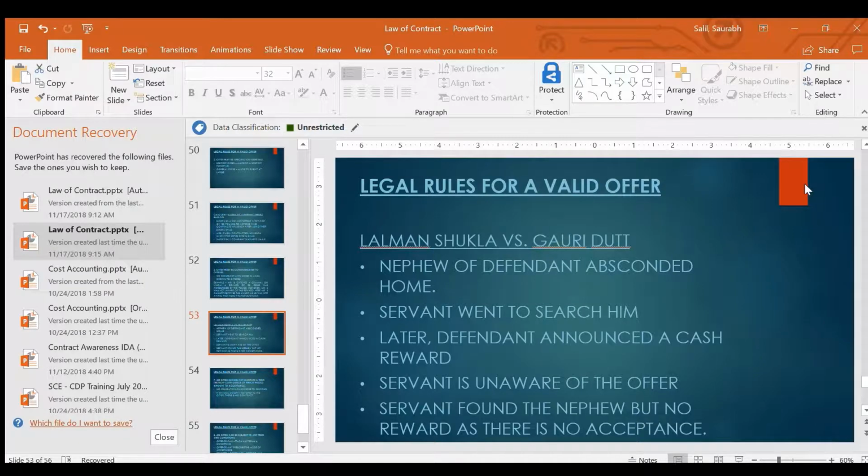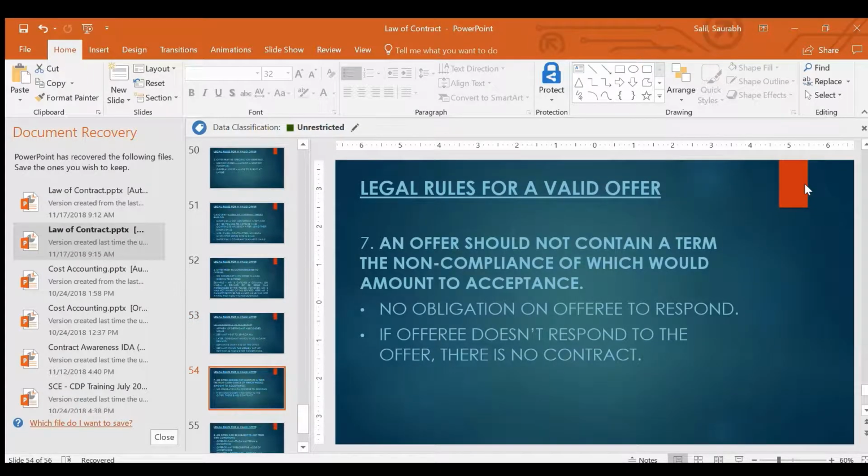So it was held that the servant cannot be deemed to have accepted the offer as he had no knowledge about the offer. Hence, the defendant was not liable to pay the cash reward to the servant. Right? Same case, you are not aware of the offer, so you cannot accept the offer. And if you cannot accept the offer, there can be no contract. As simple as that. Okay, moving on to the next one.